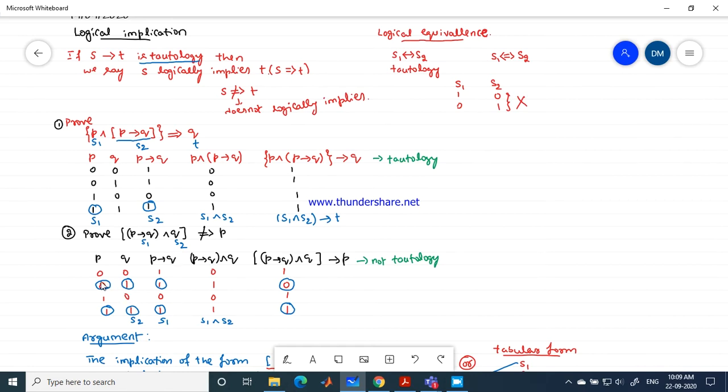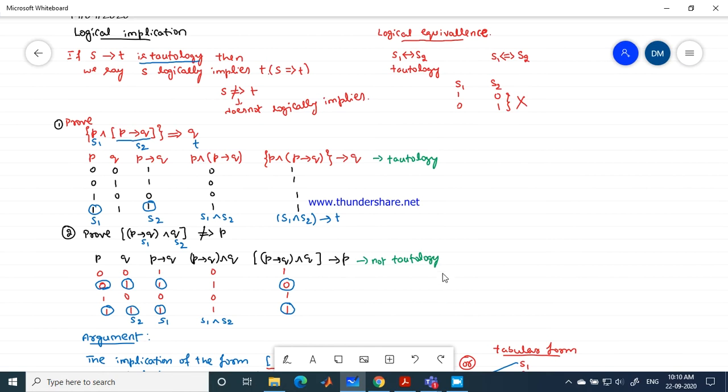Out of these 4 rows, this second row and fourth row are crucial for us. And we noted that only in the second row, my hypothesis is true, that is, all my premises are true, where the conclusion is false. So we can find at least one situation where all my premises are true and the conclusion is false. That is enough for us to claim this does not logically imply. So it is not a tautology, and this implication cannot be replaced by logical implication.